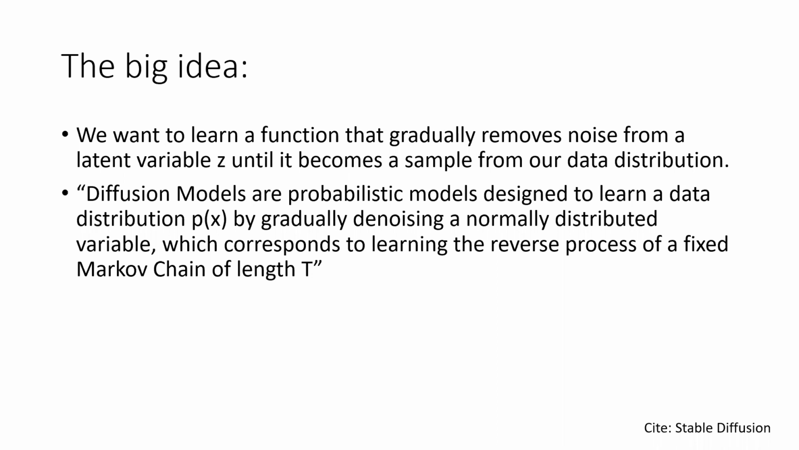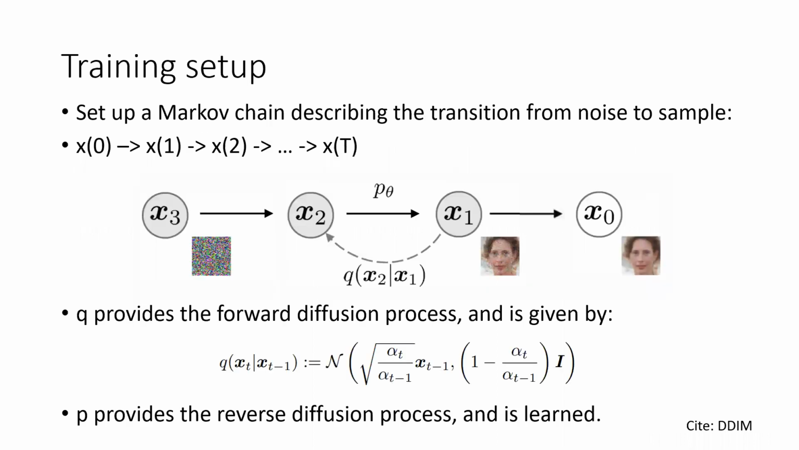Now, it talks about this reverse process of a fixed Markov chain. Let's take a look at that Markov chain. This is our setup. We're going to set up a Markov chain going from x0 to xT, where x0 is a sample from our data distribution, and x3 is a sample from the standard normal distribution. What we will call our forward process goes from x0 to x3, and that's given simply by gradually adding noise to a sample x0, according to this formula here.